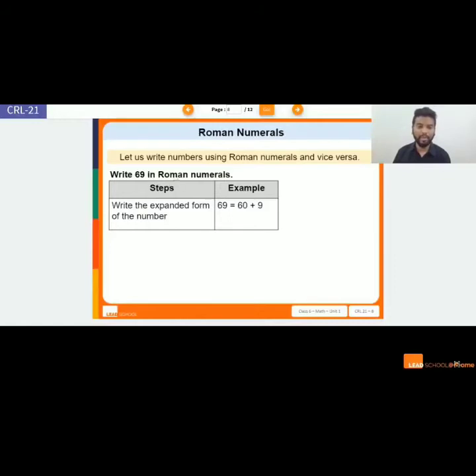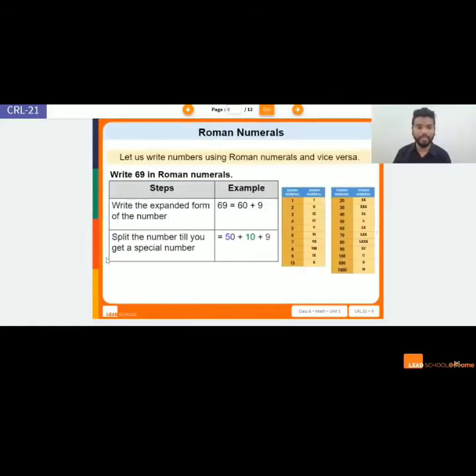Write 69 in Roman numerals. Whenever we are doing this, we'll make a table and then we'll follow a few steps. Step 1, write the expanded form of the number. 69 is 60 plus 9. Step 2, split the number till you get a special number. I have to split it in such a way that I can find these numbers in the table we wrote down in the beginning.